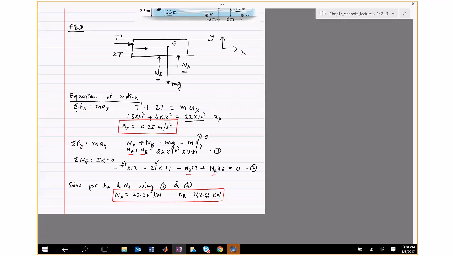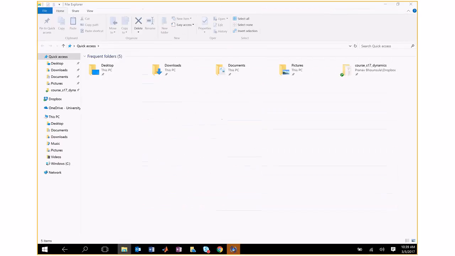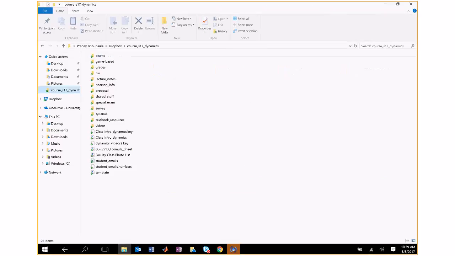Okay, any questions? Quick question. No question? Okay. Tell me. Yeah. So we don't have to account for NB as two separate wheels?